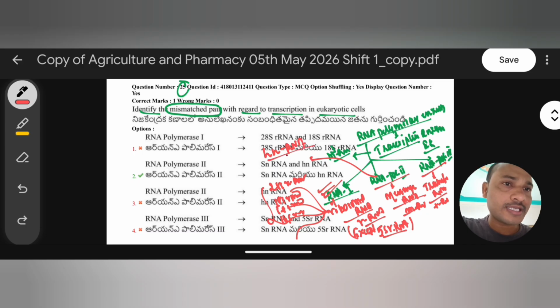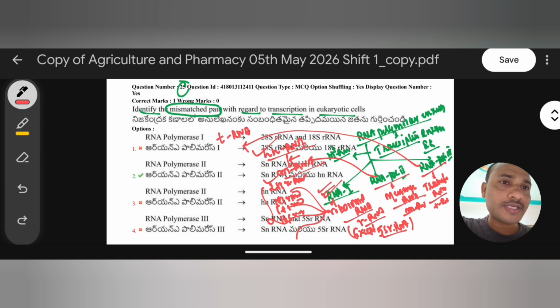So this hnRNA later undergoes many modifications, then it becomes mature RNA, that is called mRNA. So this means RNA polymerase 2 helps in synthesis of hnRNA as well as mRNA. Now coming to RNA polymerase 3, which helps mainly in the transcription of transfer RNA, tRNA.